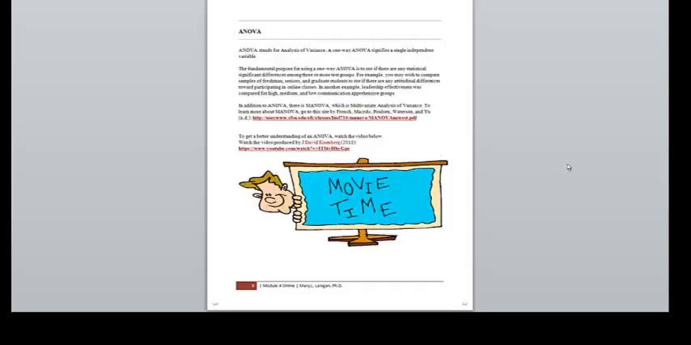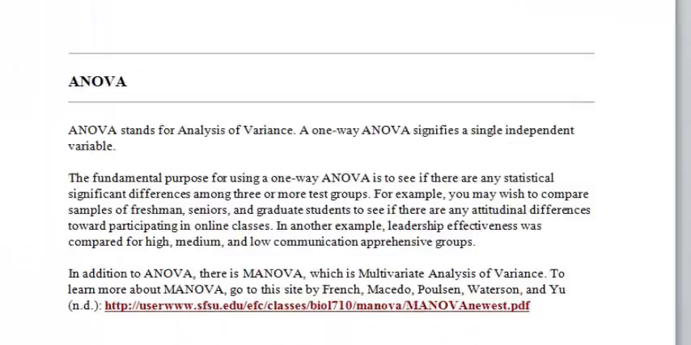And now we're going to focus on another statistical technique. This one's called ANOVA, which stands for Analysis of Variance. And a one-way ANOVA signifies a single independent variable, so one variable. And the fundamental purpose of using a one-way ANOVA is to see if there are any statistically significant differences amongst 3 or more test groups. Now remember, one variable, but multiple test groups.